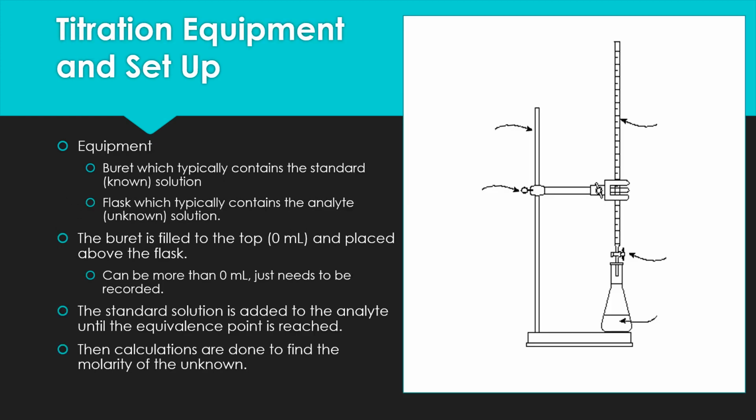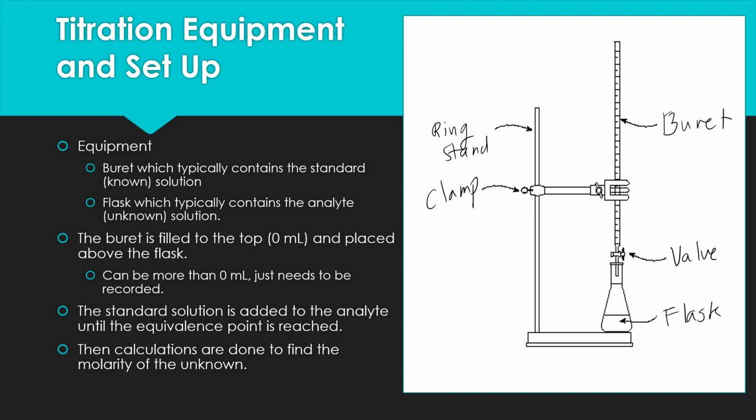So let's take a look at the equipment and setup of a titration. Let's start listing it. On the left, we have a ring stand and a clamp of some sort, sometimes a burette clamp, sometimes just a regular utility clamp. On the right side, we have a burette. It has a little valve to open and close that burette and allow liquid to drain. And then down here we have a flask, and we have some chemicals involved here.